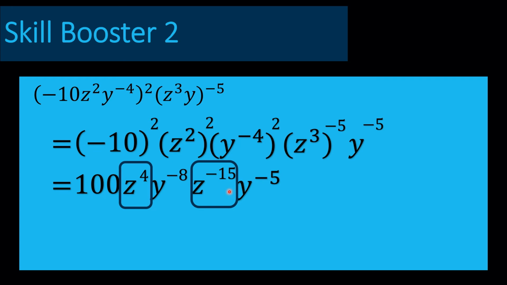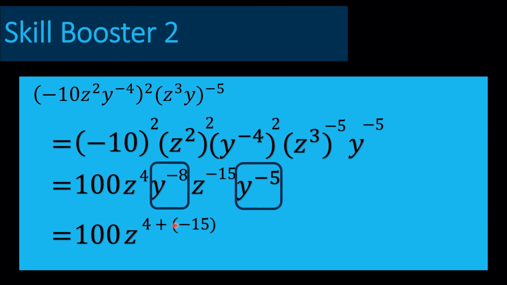Next step, you observe these two power expressions and look at their bases. Their bases are the same, meaning we can apply the first law that we discussed, the product of powers, because the operation between these two is multiplication. So just copy 100, and then if we are multiplying power expressions, we are just going to add the exponents. So that will be 4 plus negative 15.